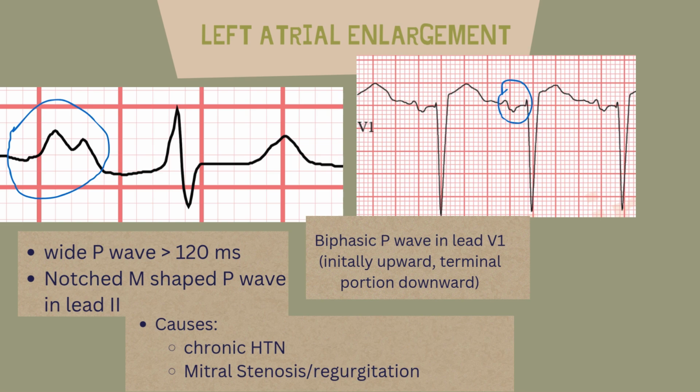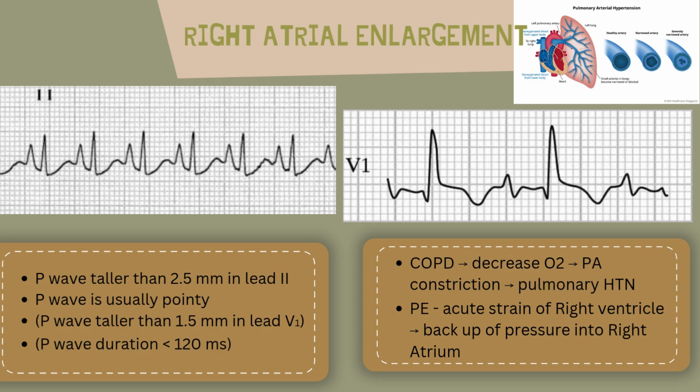Either way, the atrium stretches to compensate, and that stretch slows down its depolarization, and it shows up on an EKG as a widened or biphasic P wave. So that's our indication on the EKG of left atrial enlargement. All right, now let's flip to the right atrium.